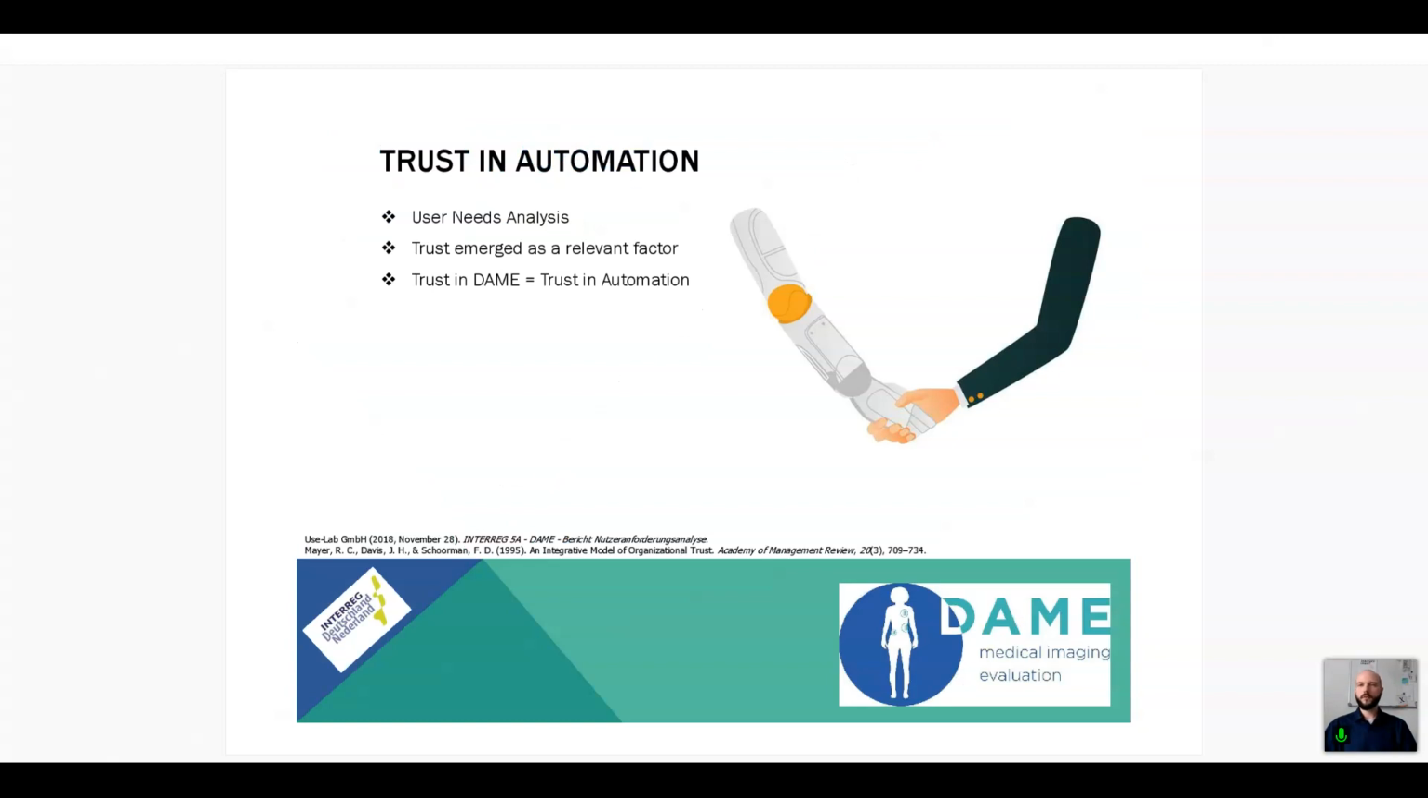Now, during the DAIM project, one of our first activities as UseLab was a user needs analysis, where we went out and talked to professionals from the fields of radiology and physical medicine, and find out, well, when it comes to automation and when it comes to AI, what do you even need? And we went into the workflows and just spent a whole day there, had a look at how do these people work right now, and what emerges as a user need from these observations that we did there.